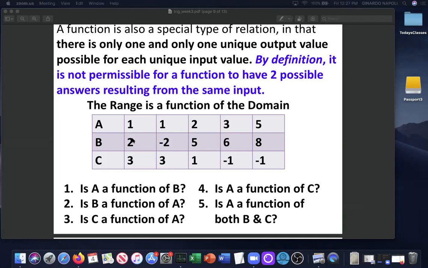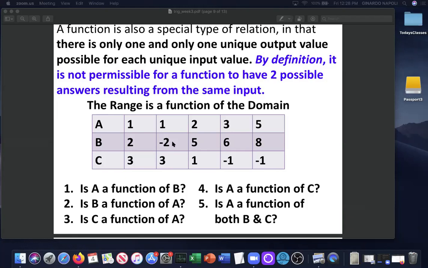Because for A, all the numbers are positive and close to each other. And for B, some of them are positive and some of them are negative. Okay, well, on a parabola, some of them are positive and some are negative, but it's still a function.